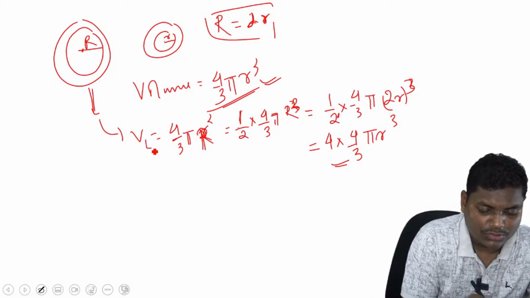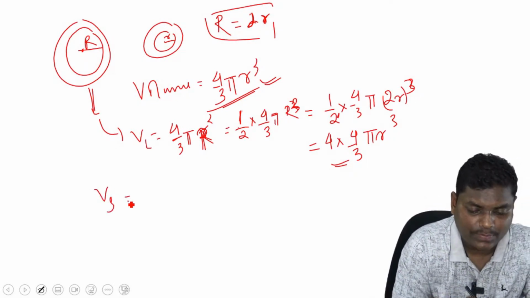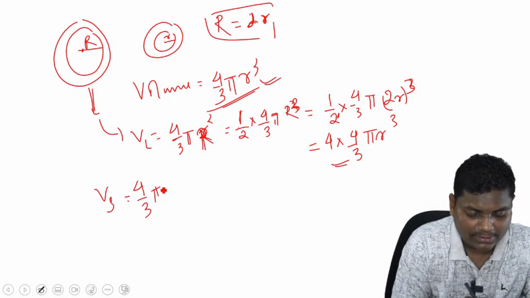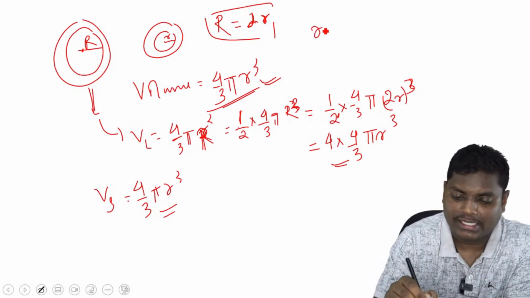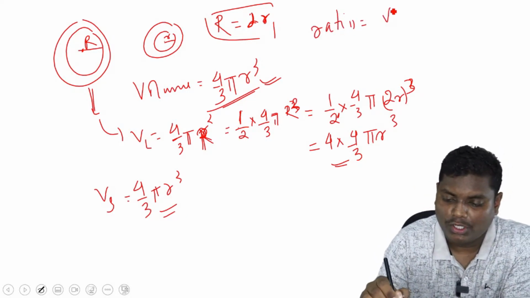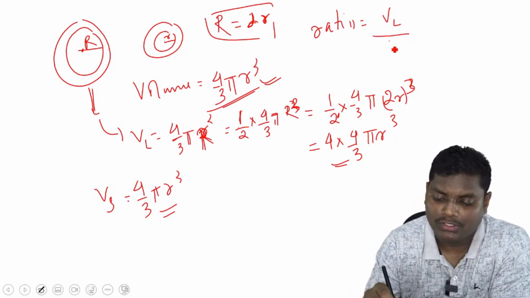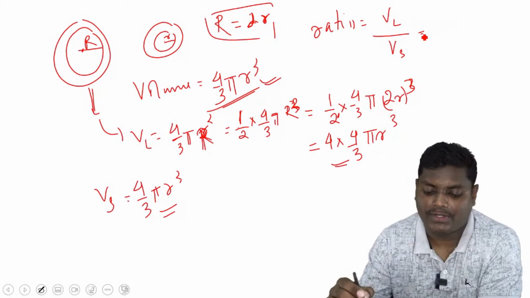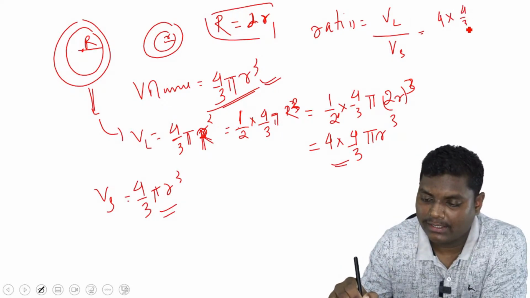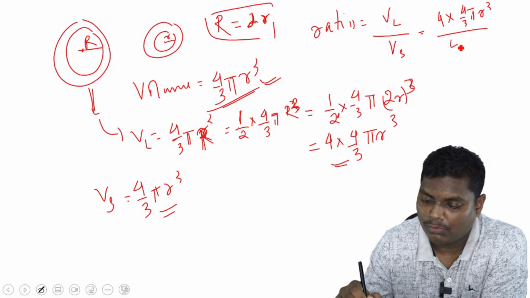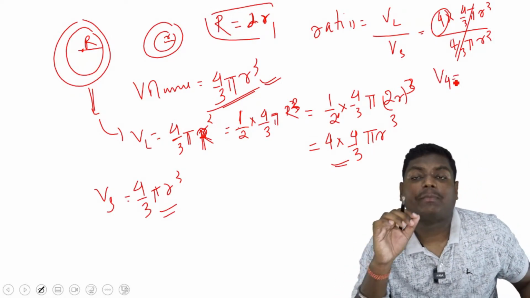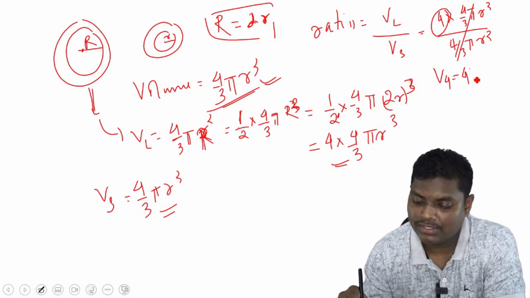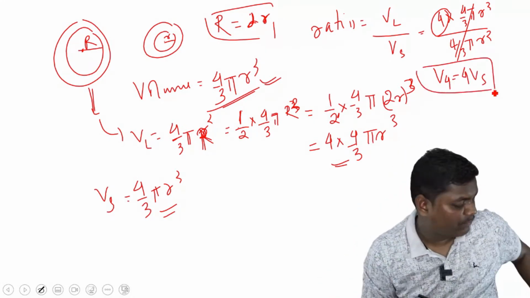Now the volume of the smaller coconut is basically 4 by 3 pi r cube. Now if you compare the ratio of the volume of the larger, which is half filled, upon the volume of the smaller one, which is completely filled, it is 4 into 4 by 3 pi r cube upon 4 by 3 pi r cube. So basically 4 times it is there. So the liquid present in the larger coconut is 4 times the smaller coconut.